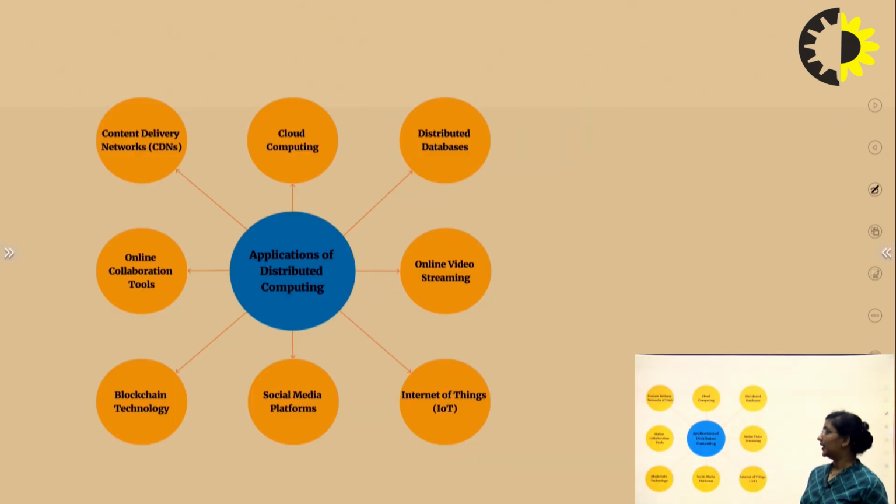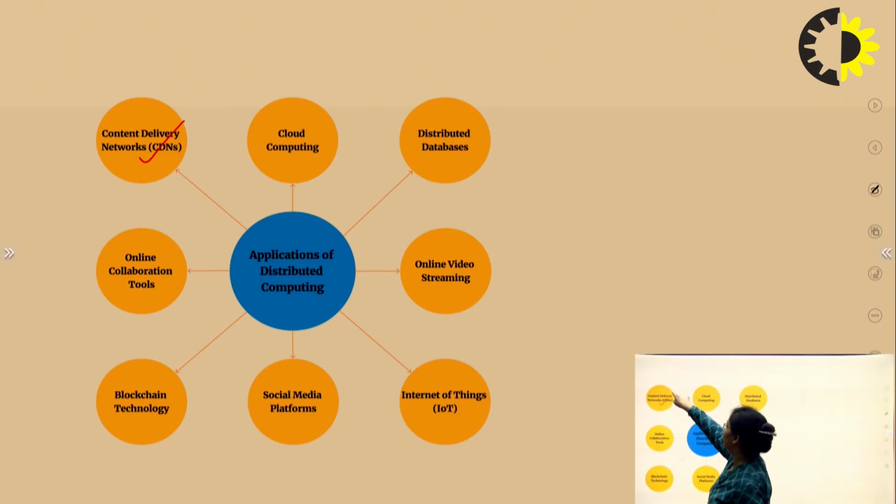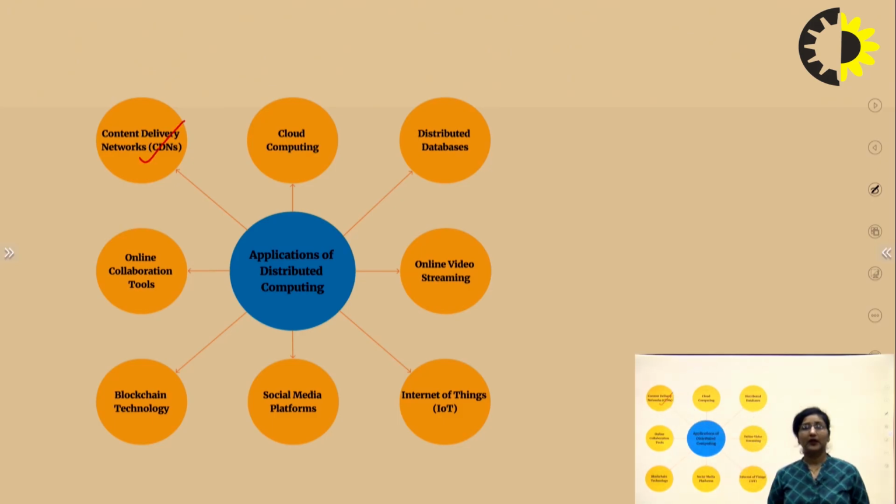So, these are the applications of distributed computing. First one is the CDN. What is CDN? CDN is Content Delivery Network. Another application of distributed computing is cloud computing. This is a very well-known example of distributed computing. Third one is distributed databases, because databases are being kept in a distributed manner. So, this is again an example of the application of distributed computing.